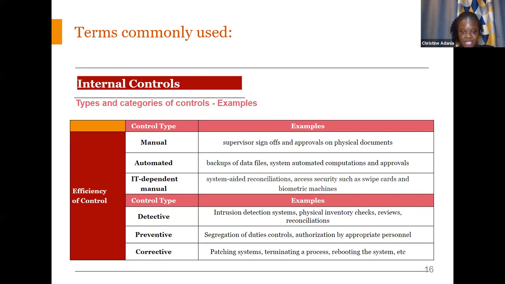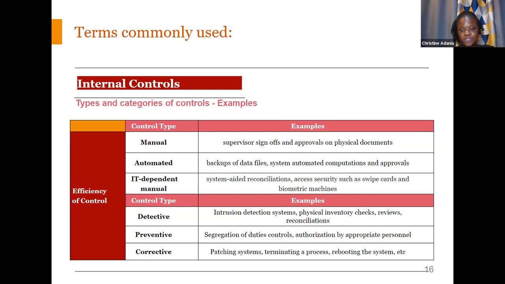Then you have IT-dependent manual controls. You have system-aided reconciliations. For example, two reports are generated from two systems, and then they're loaded onto the reconciliation system by maybe a human. Once they're loaded, they're arranged in a certain format. Then you click initiate and it starts matching, column A to column B, column C to column D. Then it throws up exceptions, and you go and manually resolve those exceptions. That would be an example of IT-dependent. Others include swipe cards and biometric machines.